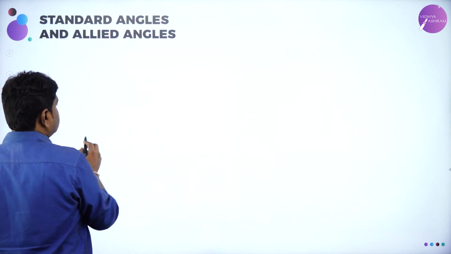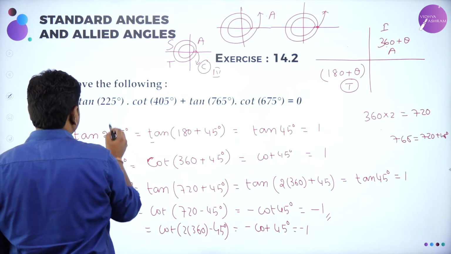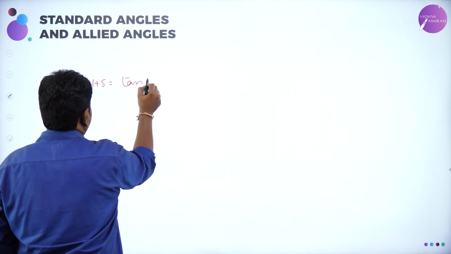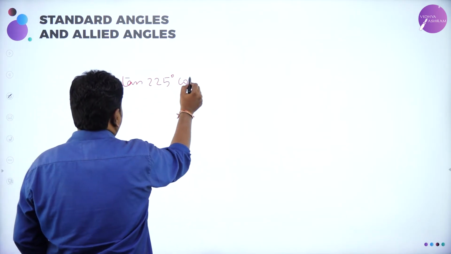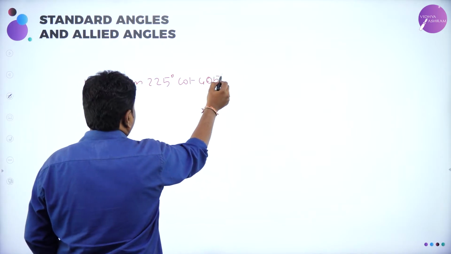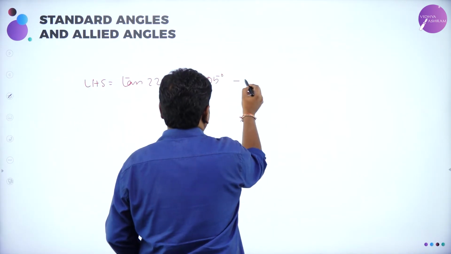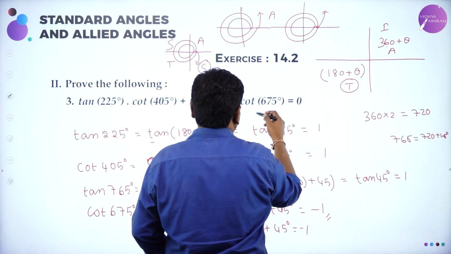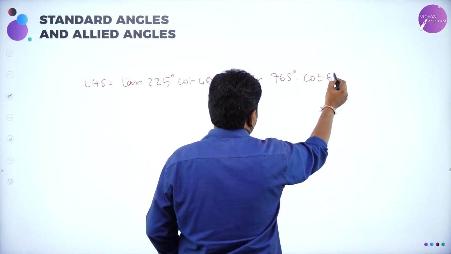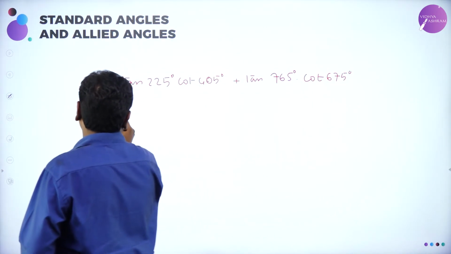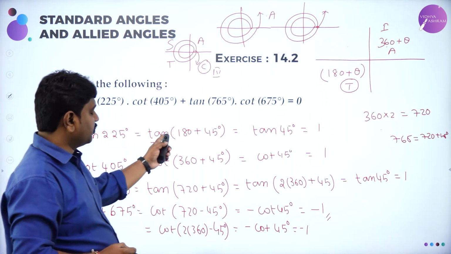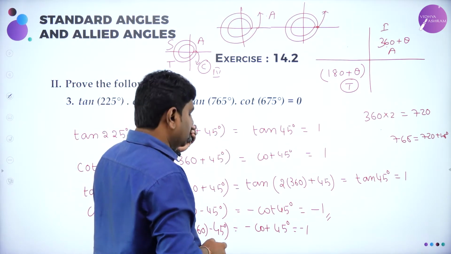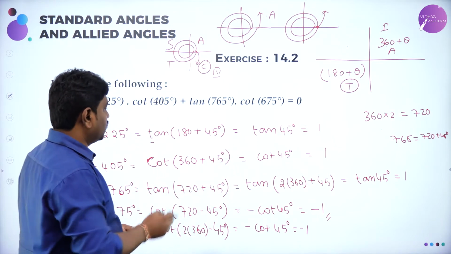So now we will take LHS. What is LHS, dear students? LHS is tan 225 cot 405, then plus tan 765 cot 675. Substitute the values. So what is tan 225? Tan 225 can be written as tan of 180 plus 45. It will become tan 45. 180 plus theta lies in the third quadrant. In the third quadrant the alphabet is T, so it matches, and it is 1. And cot 45 is also 1.